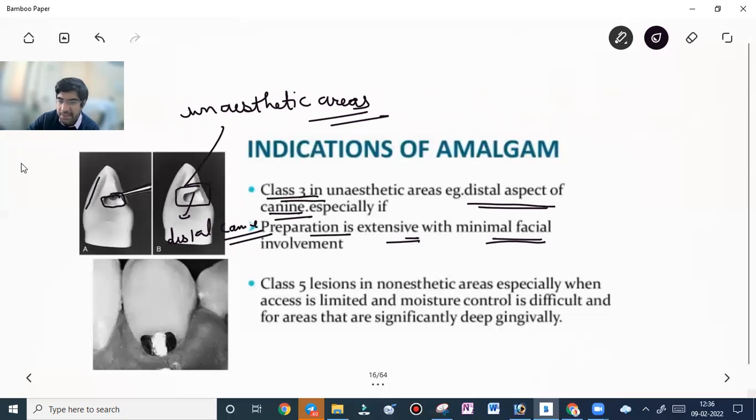Other indication, it can be used in class 5 in the non-aesthetic areas when the access is limited and moisture control is difficult, and in the areas that are significantly deep gingivally. So we can give the amalgam in such cases.